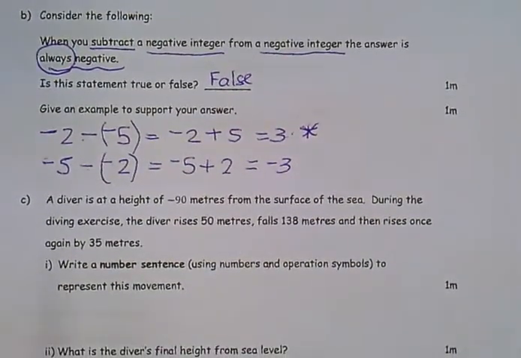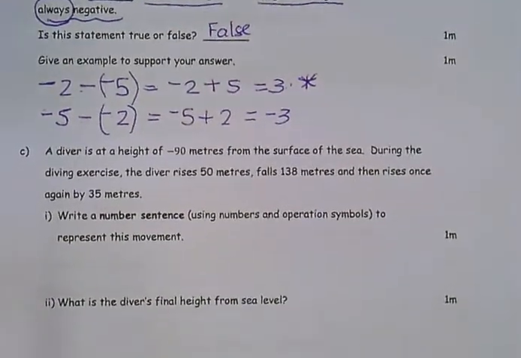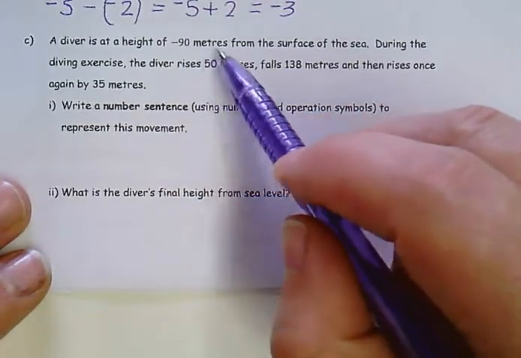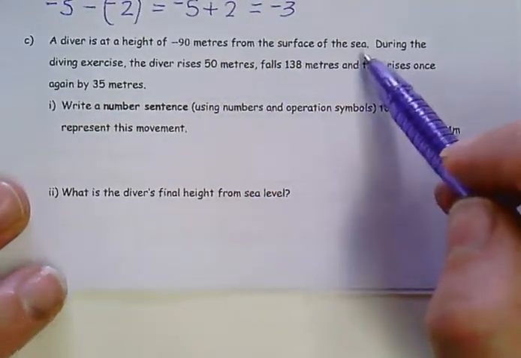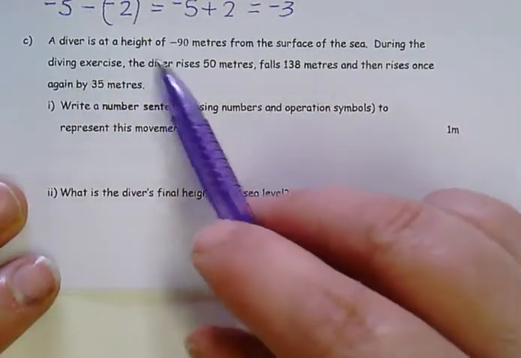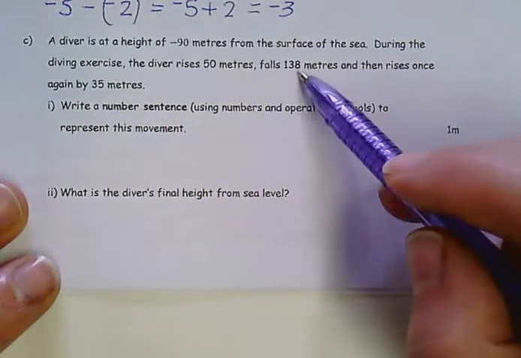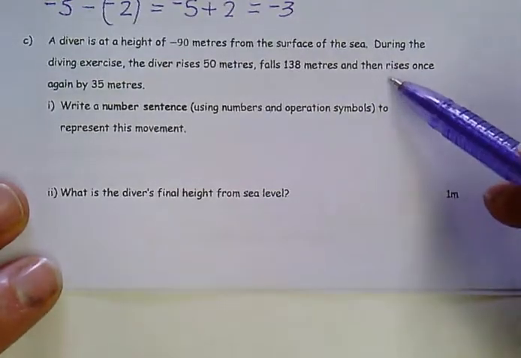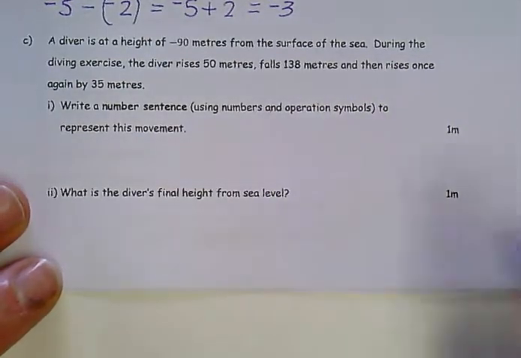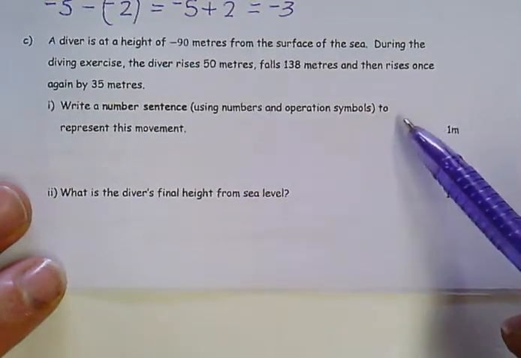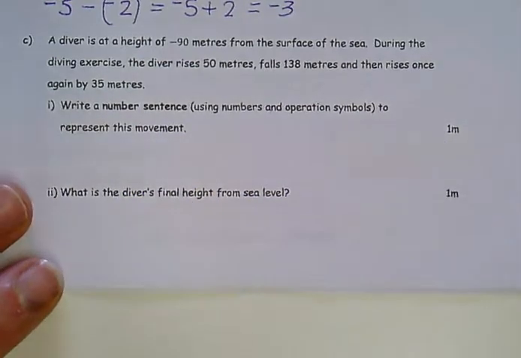Now for question C. A diver is at a height of -90 meters from the surface of the sea. And during the diving exercise, the diver rises 50 meters, falls 138 meters, and then rises once again by 38 meters. Write a number sentence using numbers and operation symbols to represent this movement.